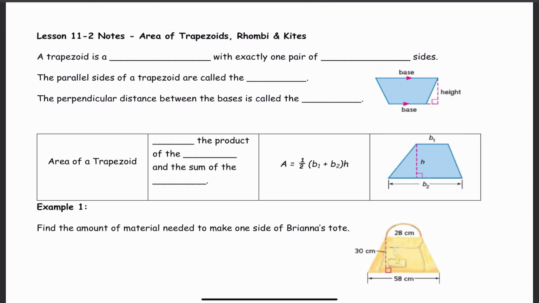Welcome back. Today we're going to be looking at 11.2 notes, area of trapezoids, rhombi, and kites. So, a trapezoid is a quadrilateral with exactly one pair of parallel sides. The parallel sides of a trapezoid are called the bases, and the perpendicular distance between the bases is called the height.